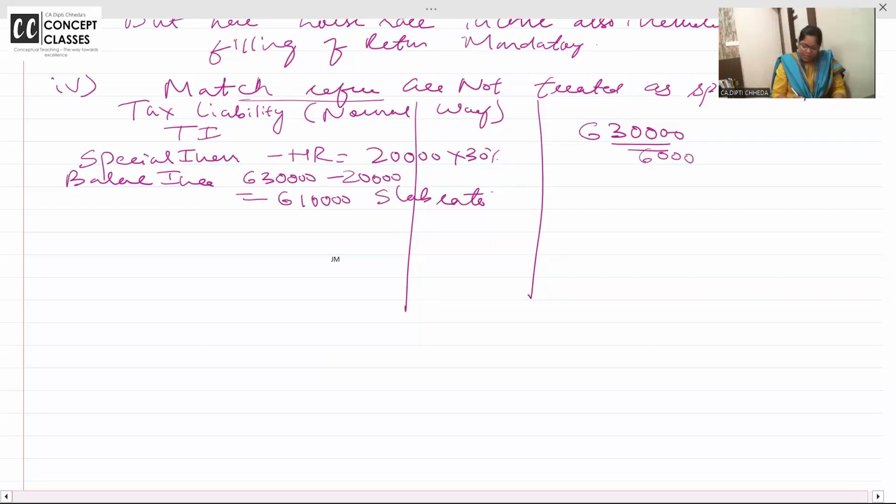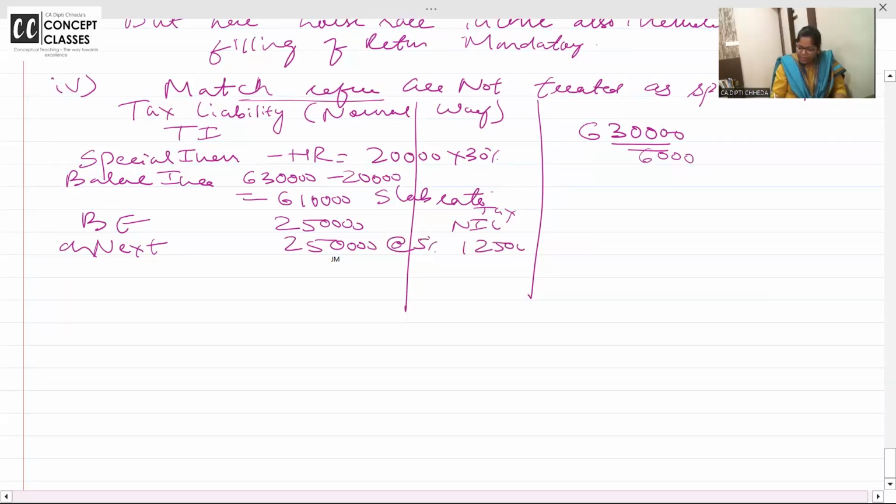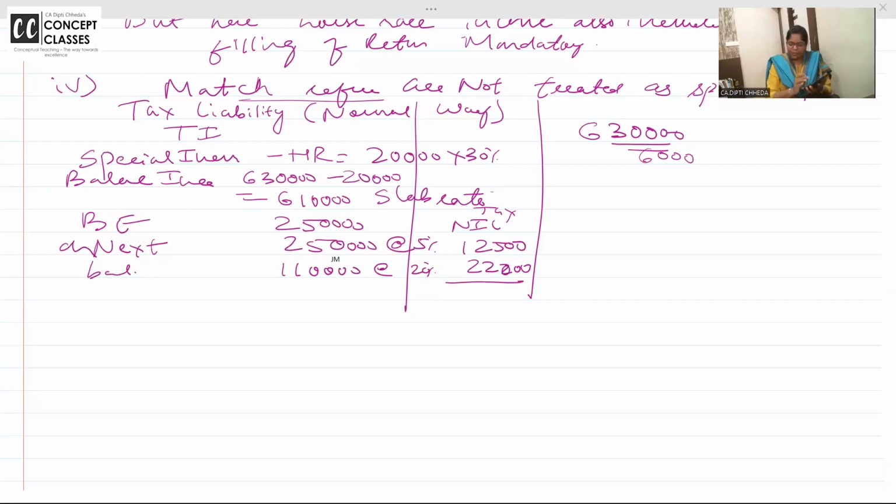Though he is a non-resident, he will get the basic exemption ना. 2,50,000. Tax कितना होगा? Nil. Next, on next 2,50,000, how much will be the tax? 5%. 12,500. ऑन बैलेंस 5 लाख के ऊपर 1,10,000, 20%, 22,000. अच्छा है, क्लियर है. फर्स्ट 250 nil, नेक्स्ट 250 5%, 1,10,000 पे 20%, so 22,000. So 12,500 plus 22,000, that is 34,500. Are you all with me?